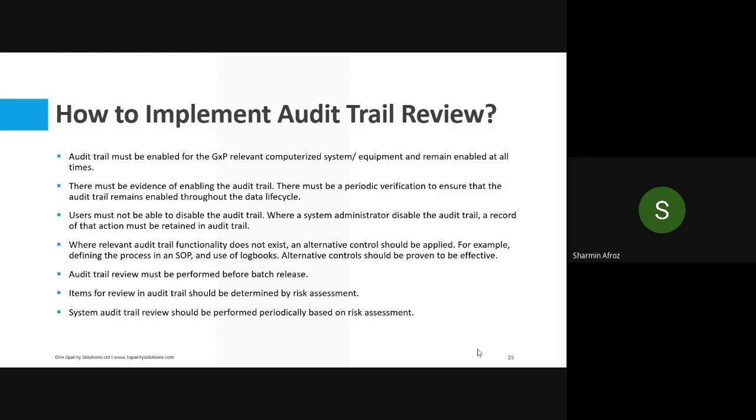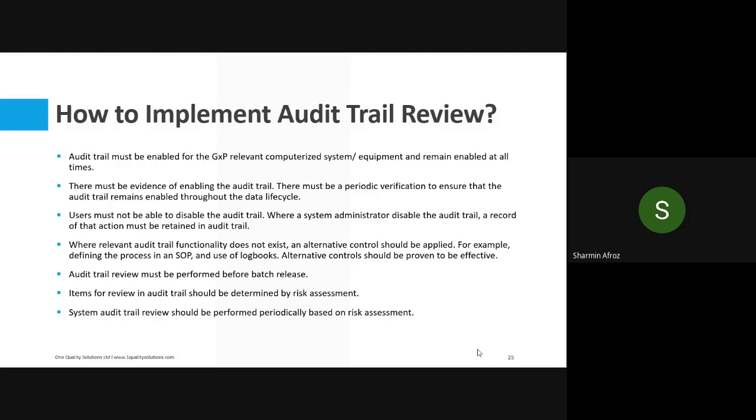Audit trail review must be performed before the batch release, okay? Items for review in audit trail should be determined by the risk assessment. It depends on the criticality of the data. You have to determine and define the criticality of the data, from your critical process parameter, CPP, critical quality attribute, CQA, data related to product quality and patient safety.